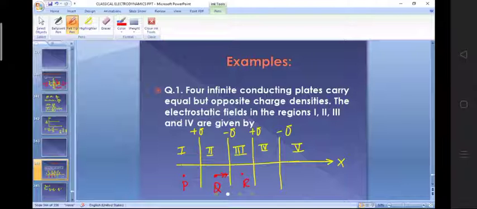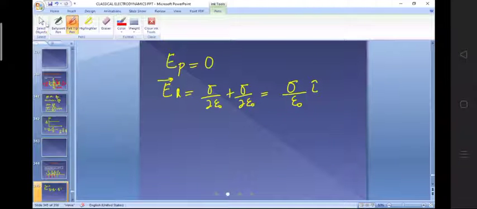Because of plus sigma towards right, because of minus sigma towards left, because of this plus sigma now towards left, and because of this minus sigma towards right. So the field will be again equal to 0. Okay, so here I will write down the electrostatic field at the point R will be again equal to 0. Then you are supposed to calculate what? Electrostatic field at the point S.